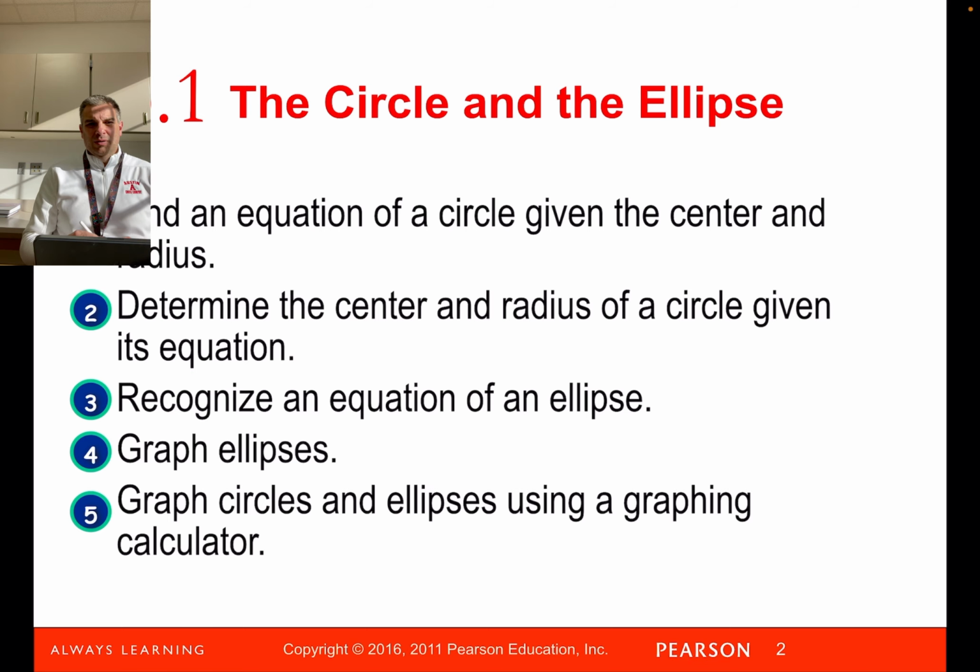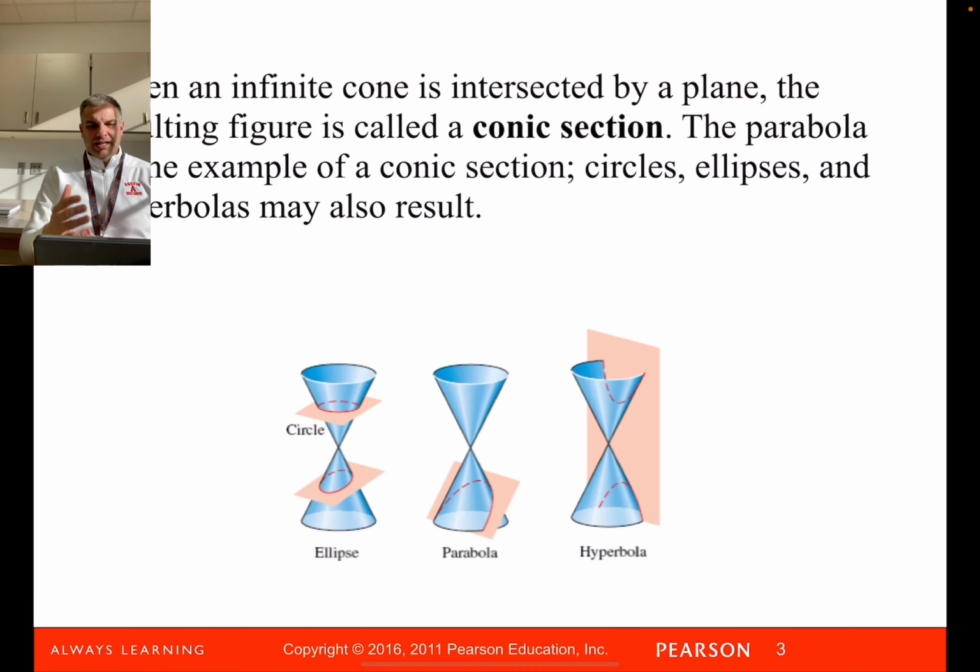And then the other three we'll do tomorrow. So what's a conic section? When an infinite cone is intersected by a plane, the resulting figure is what we call a conic section. The parabola is one of the conic sections, and we've talked about parabolas a lot in here already. Circles, ellipses, and hyperbolas are also different types of conic sections.